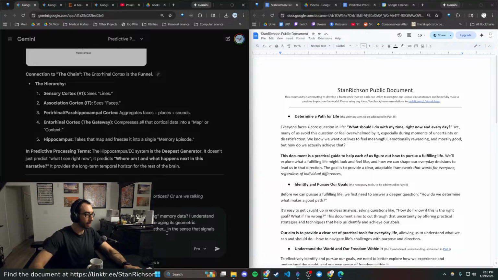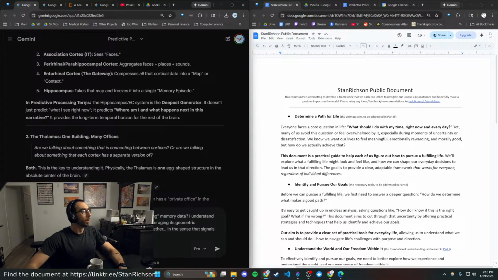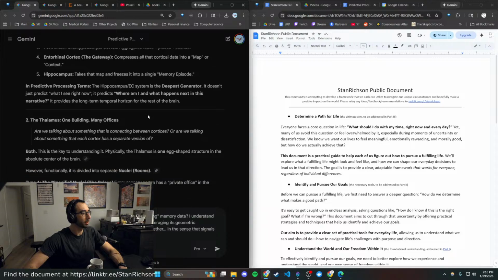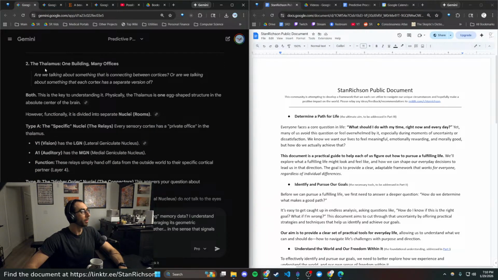This is not the best way to say this, but okay, the hippocampus EC system is the deepest generator. It doesn't just predict what I see right now, it predicts where am I and what happens next in this narrative, right? Yep, it's very fundamental. The thalamus, one building, many offices. Are we talking about something that is connecting between cortices, or are we talking about something that each cortex has a separate version of? Both.